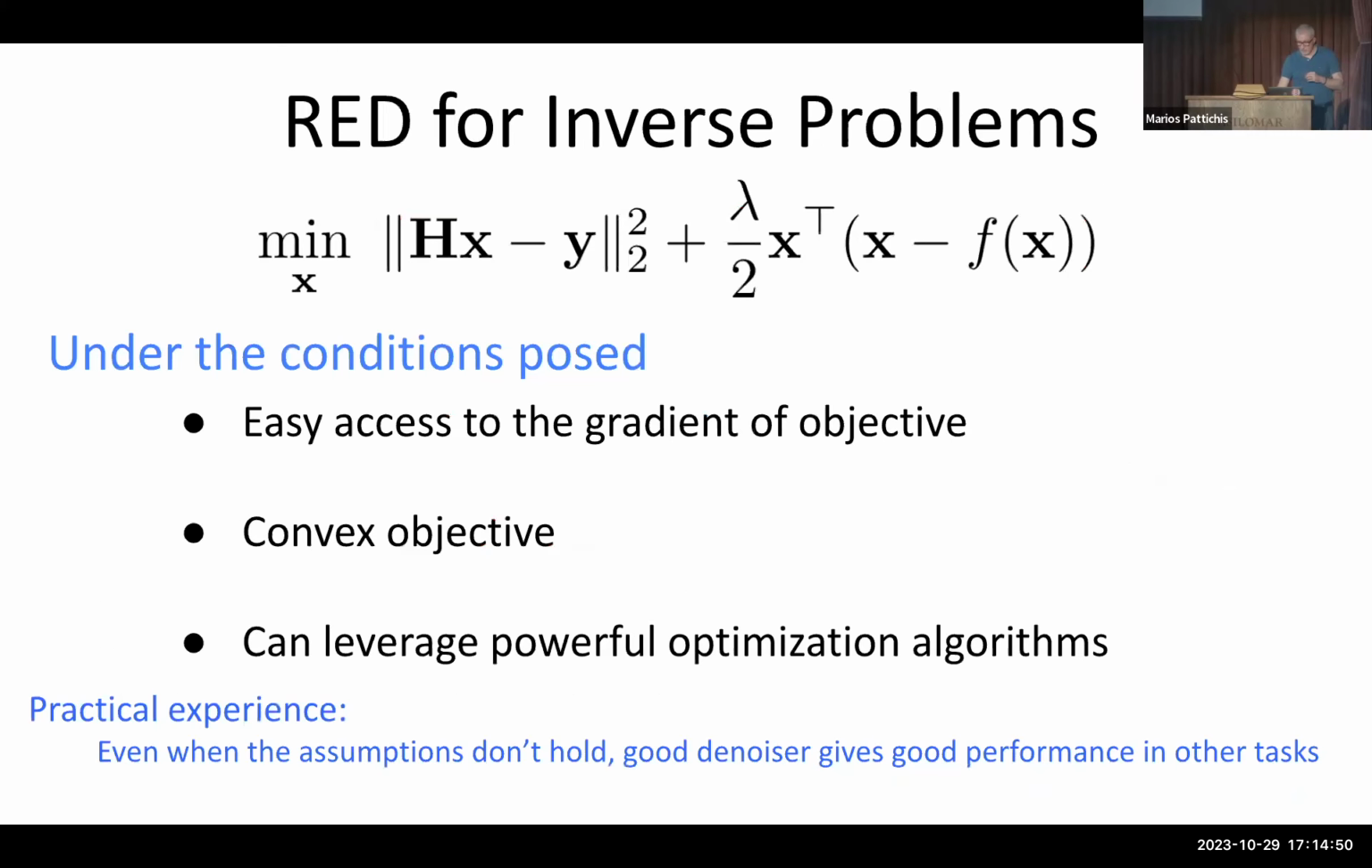And so we started applying this to inverse problems fairly successfully. As I said, under these conditions, you have very easy access to the gradient of the objective. You can show that the objective is convex if F satisfies these properties and it's contractive. And now you can leverage very powerful optimization algorithms. But even more importantly, it turns out that if the properties that I just mentioned to you are not satisfied, this approach somehow magically still works.